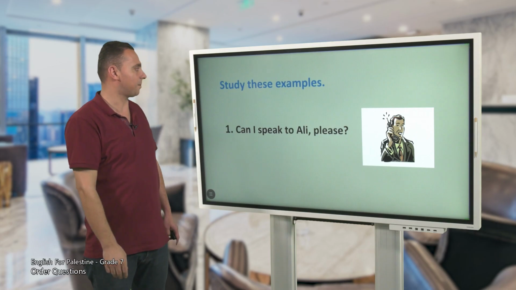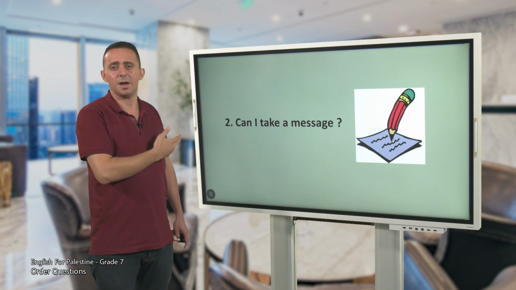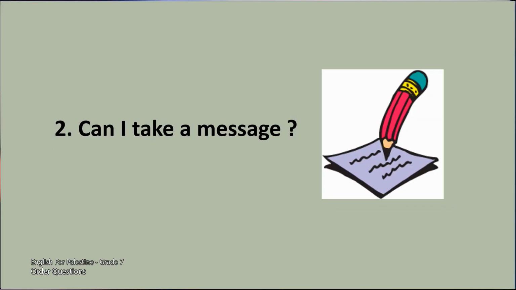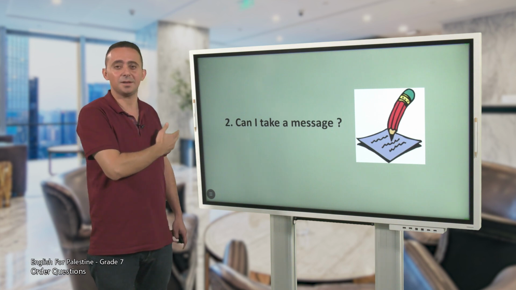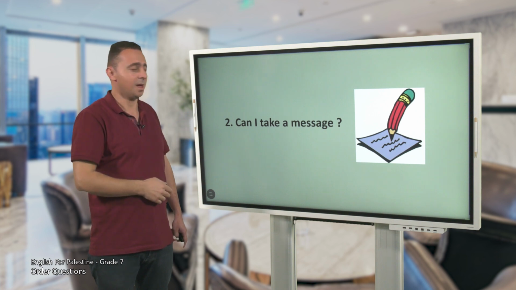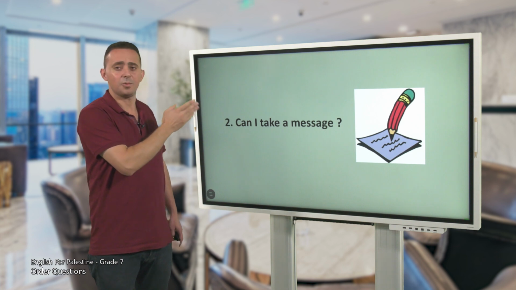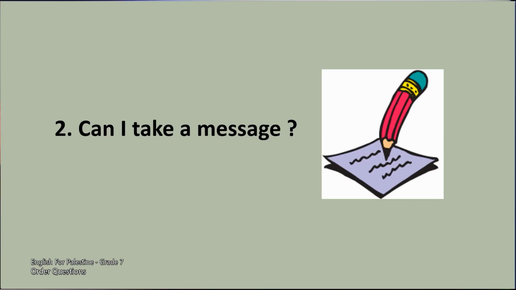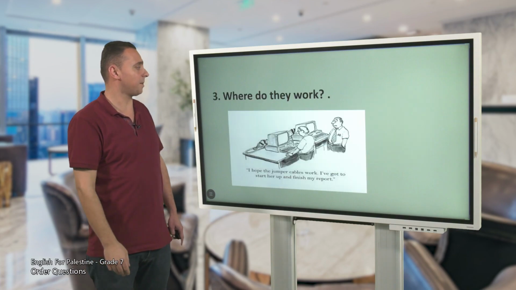Let's move to the next example. Look at the picture and let's see what the speaker asks. "Can I take a message?" Notice that this is also a yes-no question because it starts with can. Can is an auxiliary verb, and after can we have the subject I, and then take, which is the main verb, and at the end we have a question mark. Can I take a message? This is a yes-no question. Let's move to the next example.